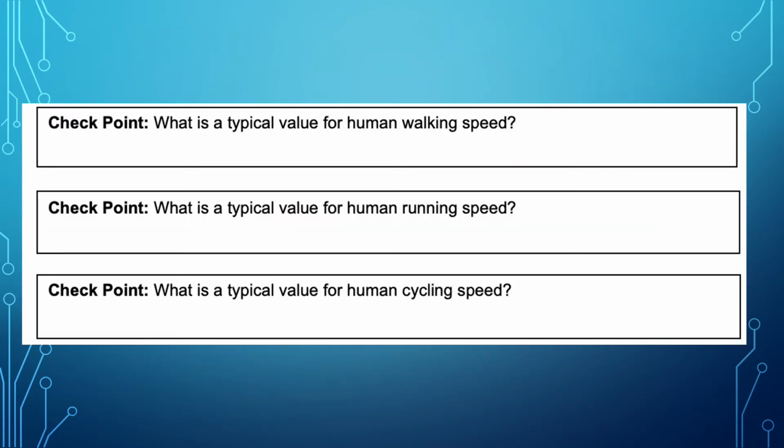All right, so 3 really easy checkpoint questions. It's just asking what are the typical values for speeds for walking, running, and cycling. So I'll give you a couple seconds to pause the video and go ahead and answer those. All right, simply 1.5 meters per second for walking, 3 meters per second for running, and 6 meters per second for cycling. Okay, very straightforward. Moving on.